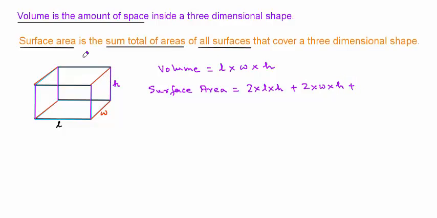And finally, there's one at the top and there's one at the bottom. Each one is L times W. So we have 2 times L times W. And this simplifies to, you can take the 2 out as a common factor, 2 times L times H plus L times W plus W times H. That's how you find the surface area. And this is what we call a rectangular prism.